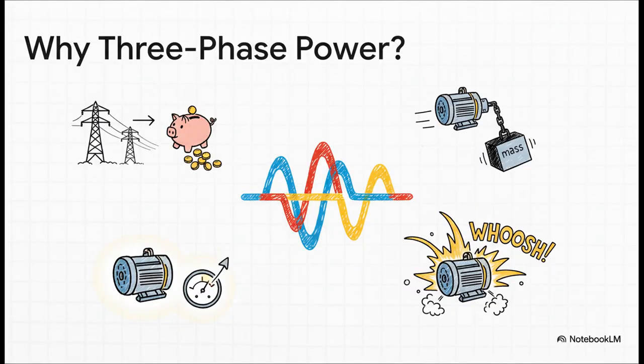And that system is three-phase power. For large-scale applications, it's simply better in every single way. It's more economical to transmit, it lets machinery be more powerful for its size, and most importantly, it delivers power in a constant, smooth stream, which is exactly what large motors need to run efficiently without vibrating themselves to pieces.